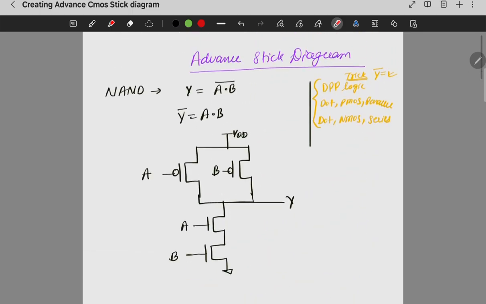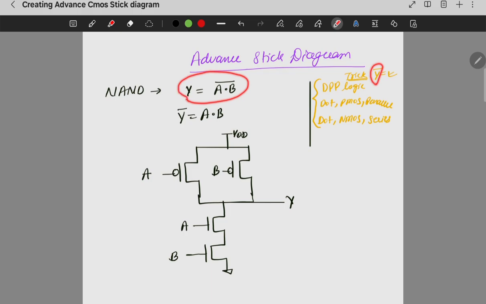But just to summarize the previous things we have learned about the DPP logic, which is like a daily practice paper. So D stands for dot, P stands for PMOS, and P stands for parallel. So if there is a dot and we have to construct a PMOS logic, it will be done in a parallel manner. Now, when will it be applicable? When we are doing the equation in the form of y bar.